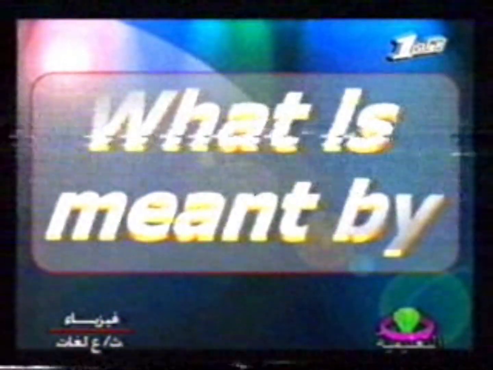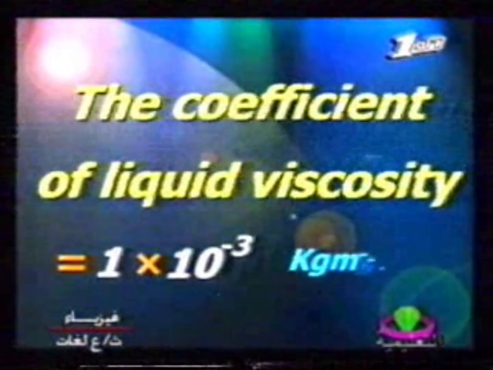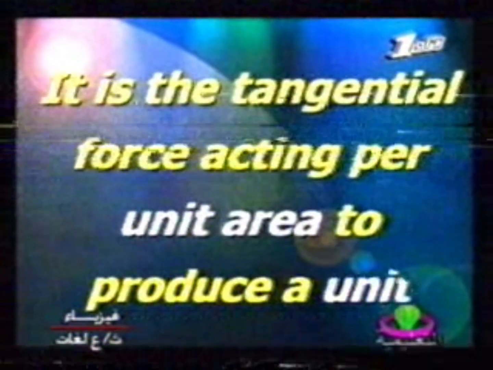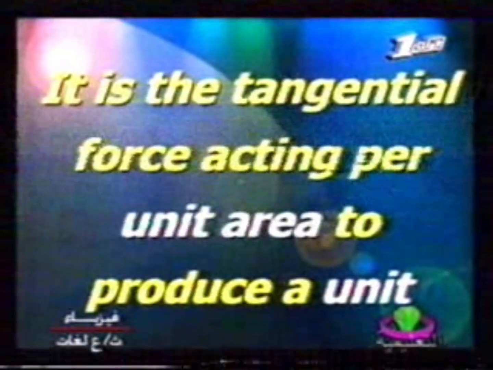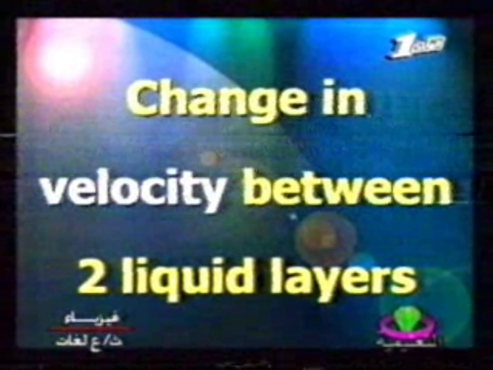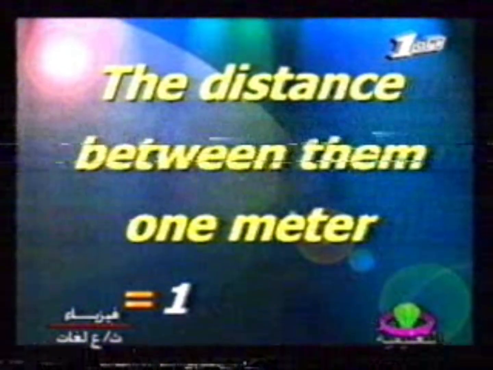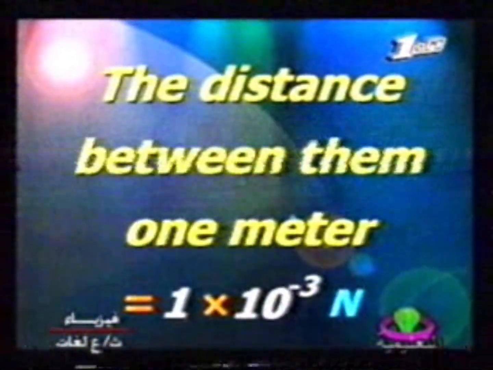Here we have very important questions. What is meant by the coefficient of liquid viscosity equals 1 times 10 to the power negative 3 kilogram meter negative 1 second negative 1? The solution: it is the tangential force acting per unit area to produce a unit change in velocity between two liquid layers, the distance between them 1 meter. It equals 1 times 10 to the power negative 3 Newton.